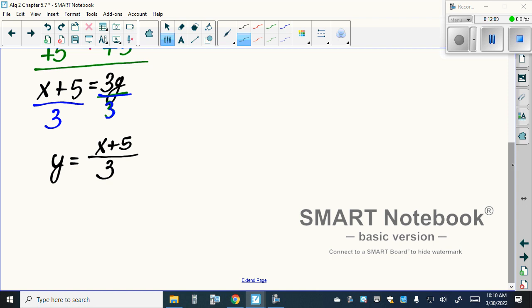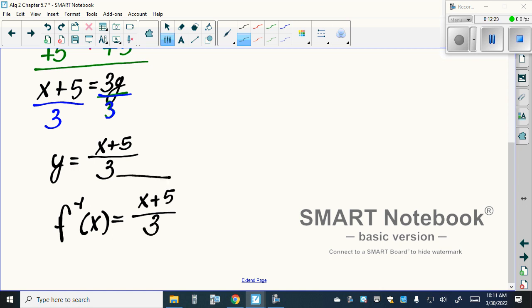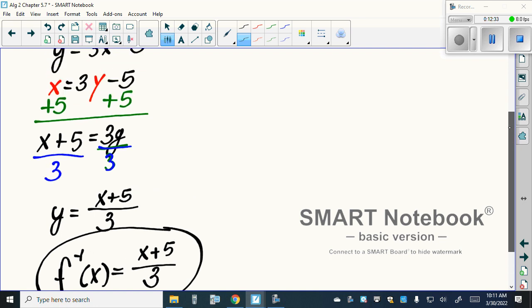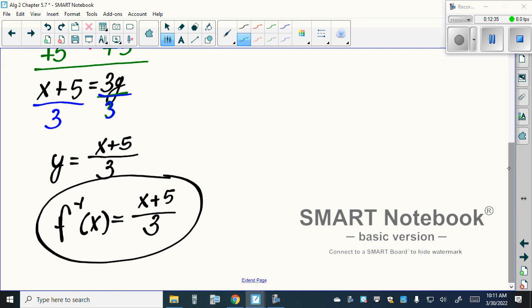So the last step is denoting that it is an inverse. It is our f negative 1 of x, because this is just saying it's f inverse. This is the inverse function, and it is x plus 5 over 3. So this here is our inverse. Now I'll scroll back down here in a second. So this is our function, yes?